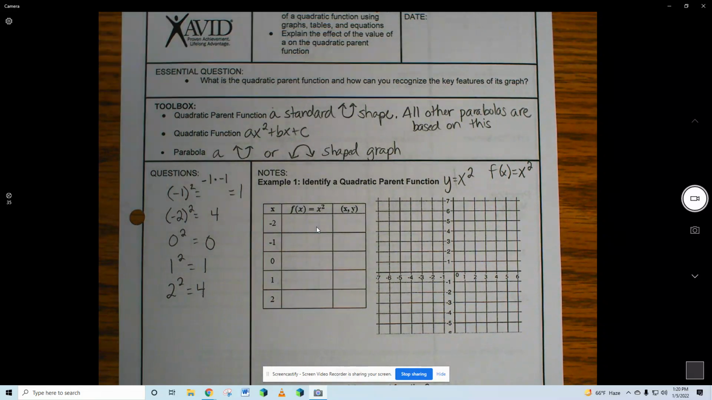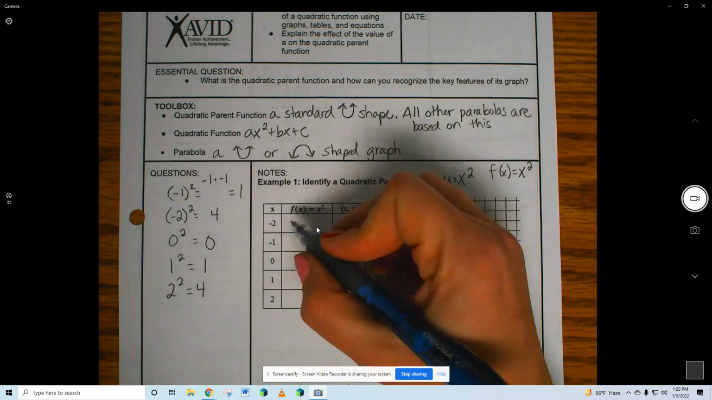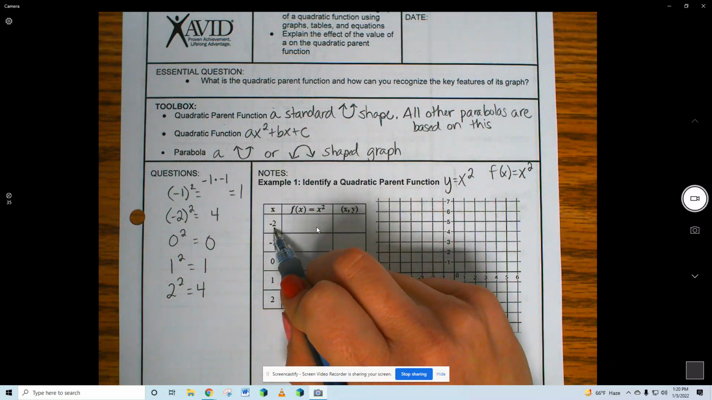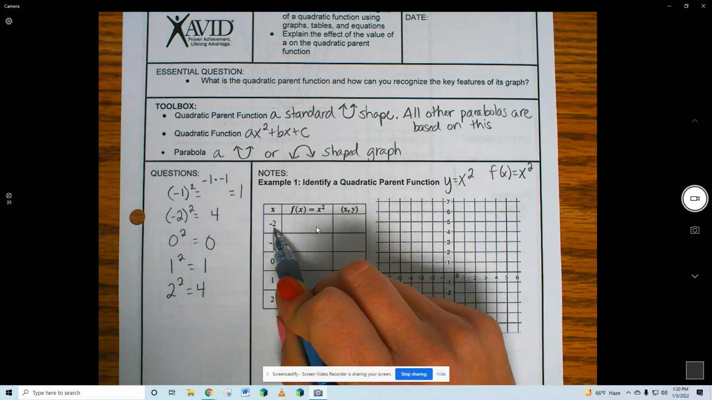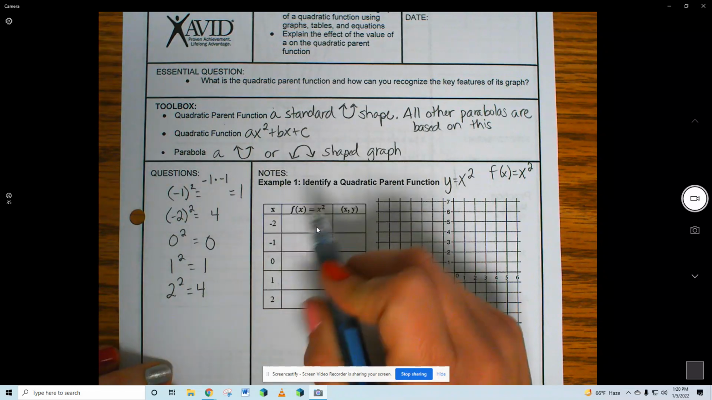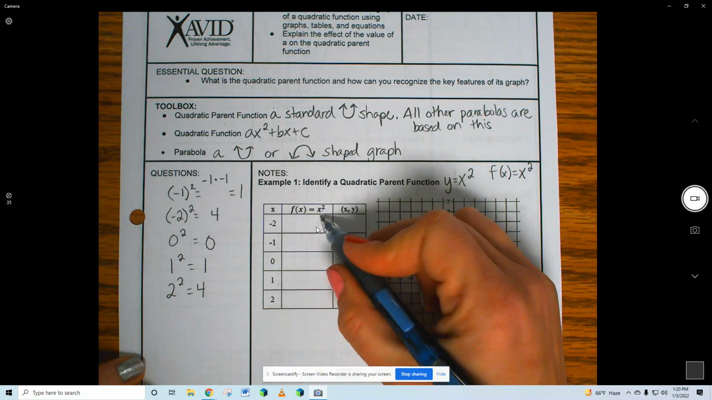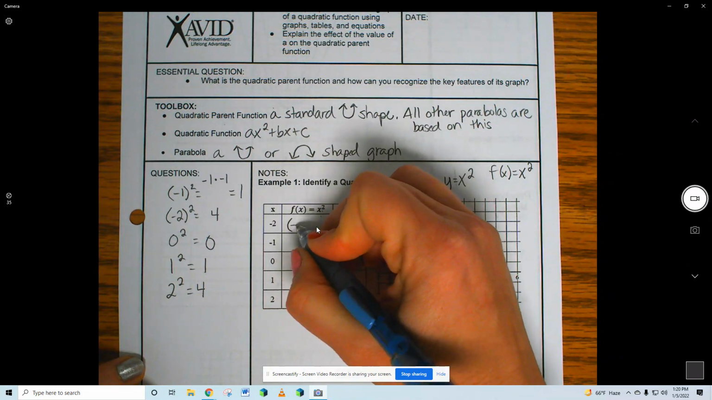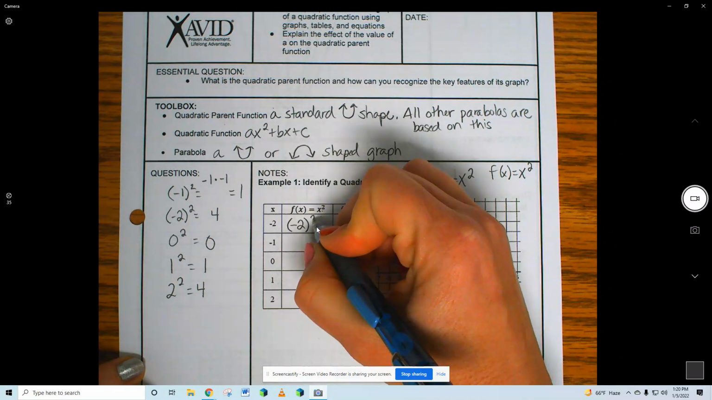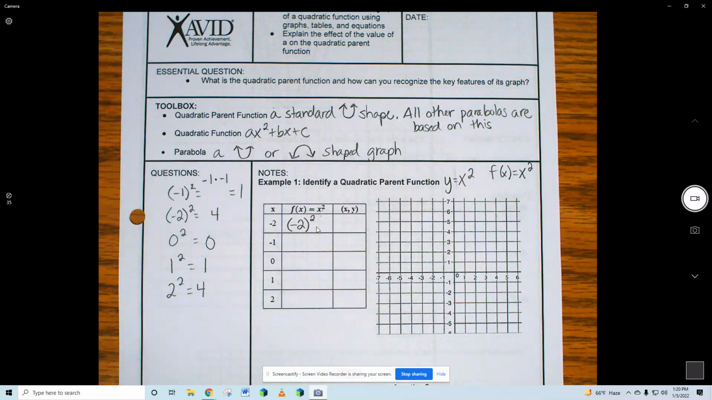So, in the left column, I tell you what x is worth. X is worth -2. In the middle, I want you to plug it in. So I want you to put x squared, but instead of x, -2. -2 squared.